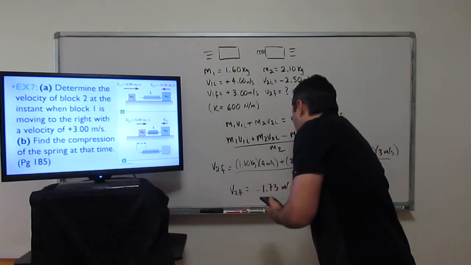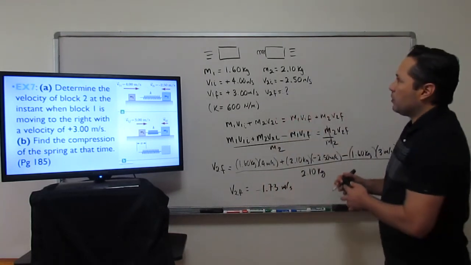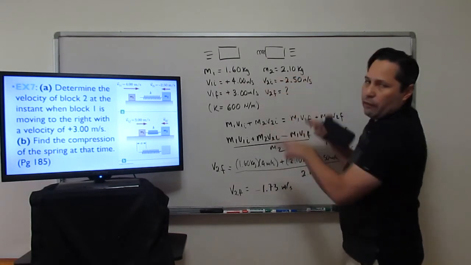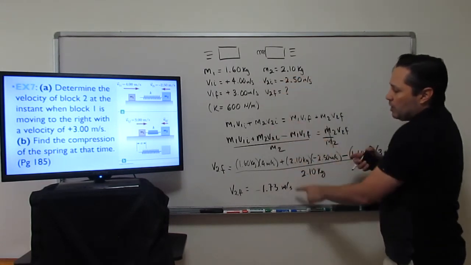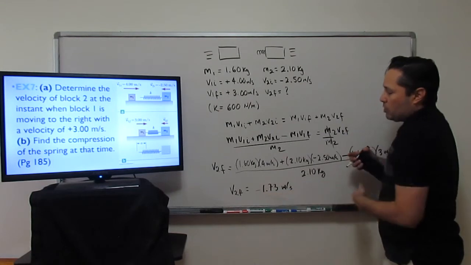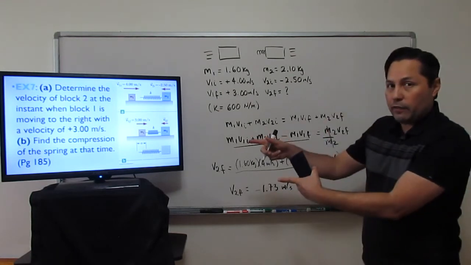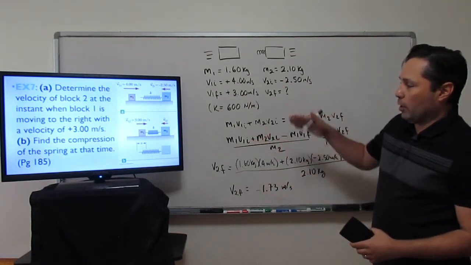so it gives me negative 1.73 meters per second. Why negative? Because the block is still moving towards the left. It has not come to a full stop. So that will be the answer for part A, negative 1.73 meters per second to the left. Alright, so that takes care of part A.